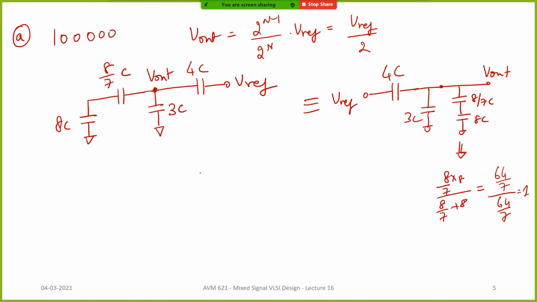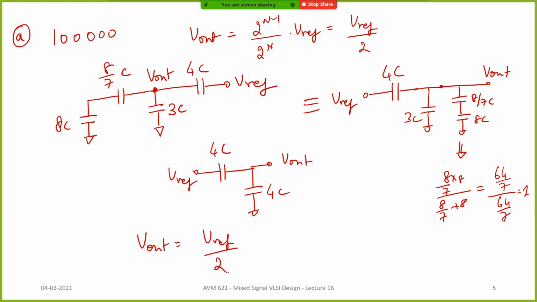So then what happens? Yeah. So you have 4C, and here you have what? 3C in parallel with 1C, which is 4C, right? So what is the value here? Vout can be written as Vref divided by 2. Correct. So this proves that our circuit is working for this particular code.